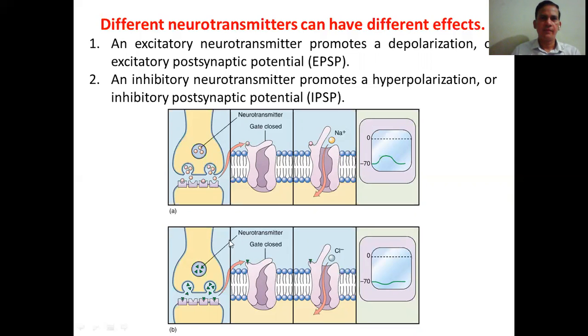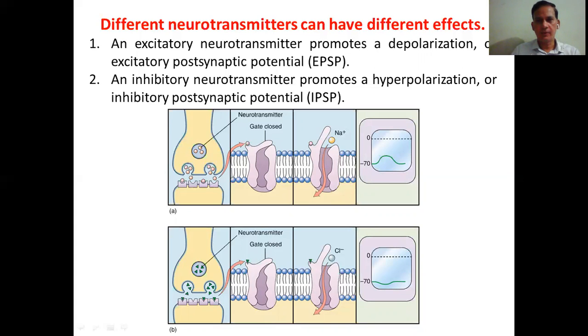On the contrary, there could be some inhibitory neurotransmitter and that would bind to its specific receptor which is present at another postsynaptic terminal. So now this binding to another specific receptor will lead to the opening of a gate that will promote the uptake of chloride ions. So now these chloride ions will generate a negative charge inside the membrane. That generation of negative charge will be called hyperpolarization.